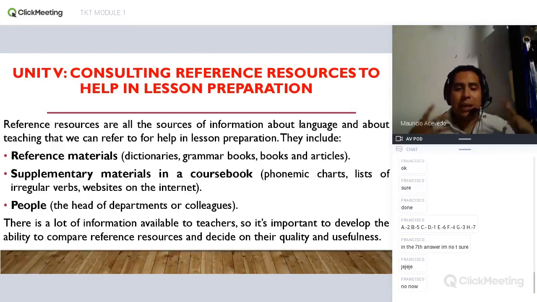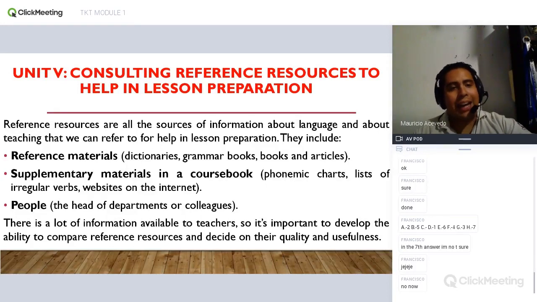Okay, so reference resources, Francisco, are all the things where you can get information, you can get activities, you can get supplementary materials in order to make your class a good class. For example, the course book is a resource. But it's not only the book, right? We can also have videos, which is related to websites. We can have materials like dictionaries. Or we can have people, like maybe help from the headmaster or from colleagues. So there is a lot of information for teachers.